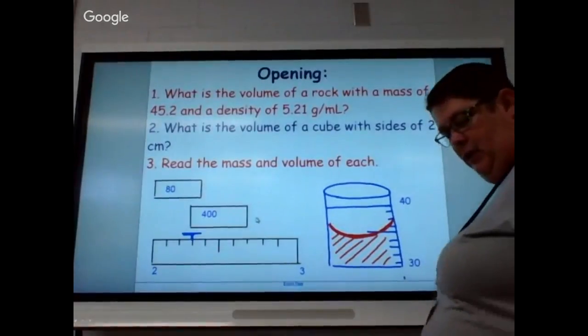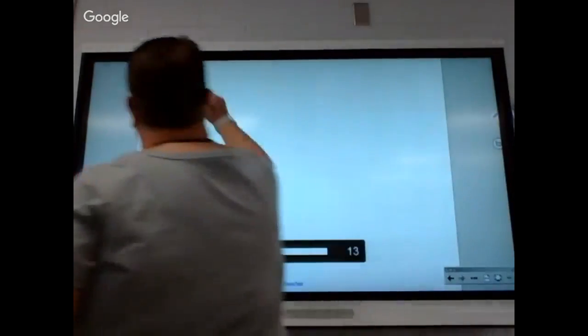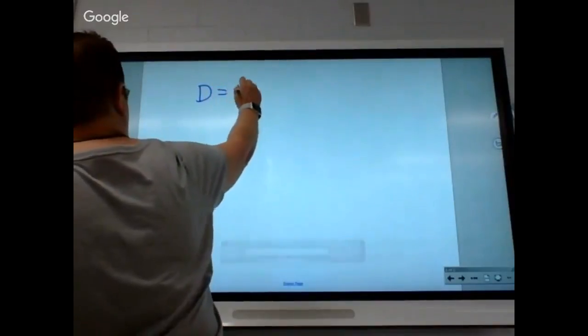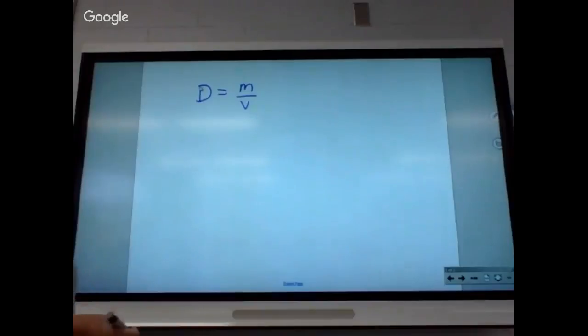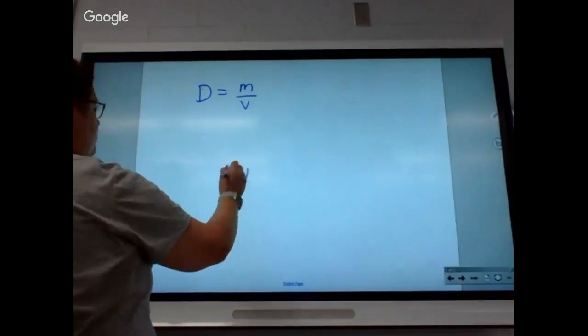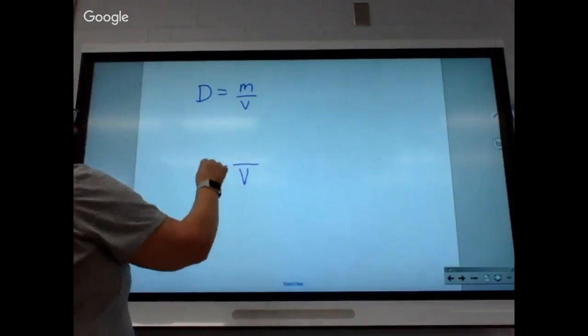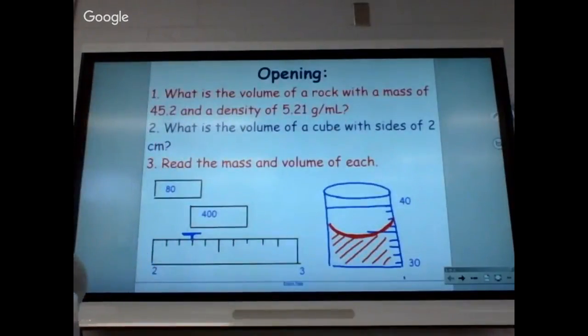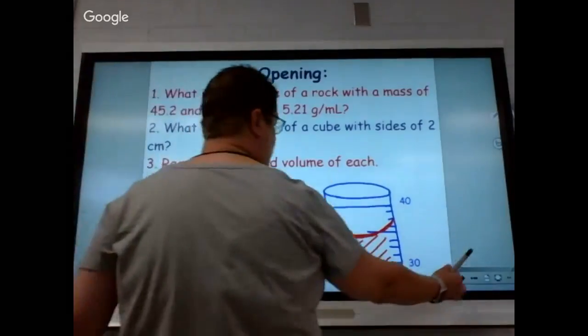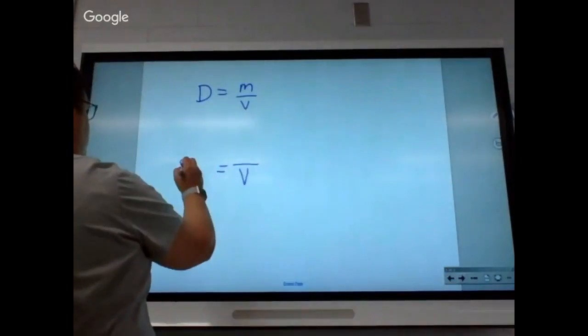All right, density equals mass over volume. So if density equals mass over volume, that's the formula you're going to use all day in lab. We're looking for volume, right? So you have to have D and M. Looking at the question, what's your density? 5.21. So I'm putting 5.21 here.